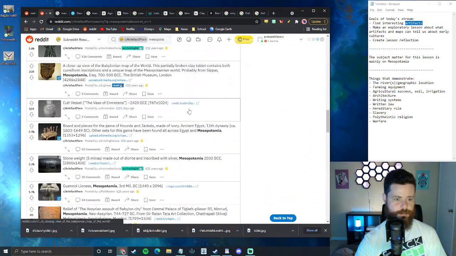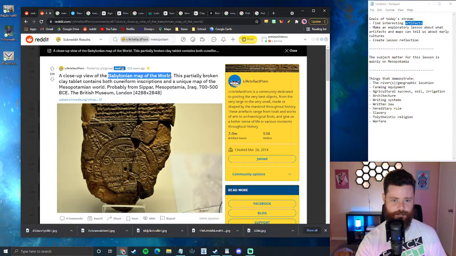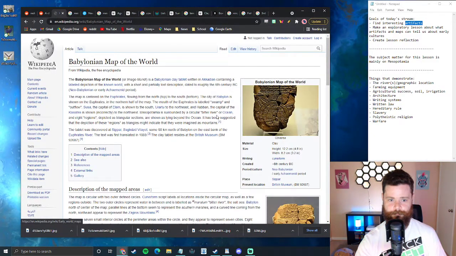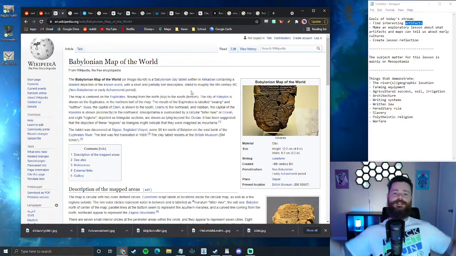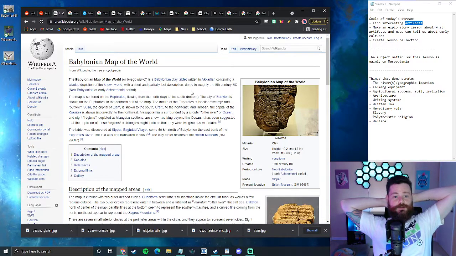All right. So what are some other cool ones? Babylonian map of the world. Really? Babylonian map of the world. See if we can find more information about this. Babylonian clay tablet written in Akkadian containing a labeled depiction of the known world with a short and partially lost description dated to roughly the 6th century BC.